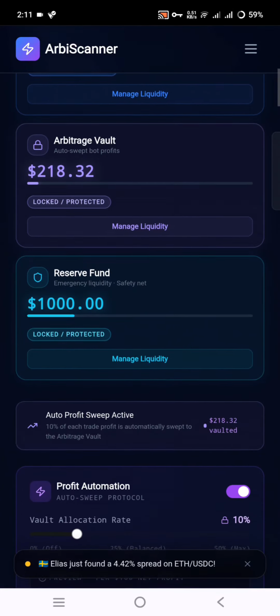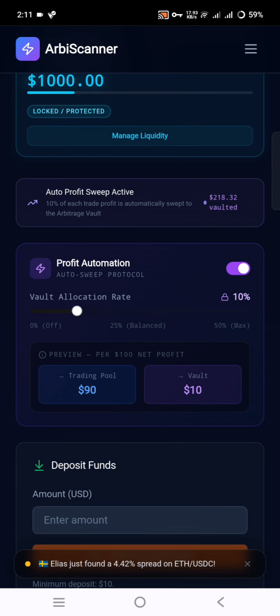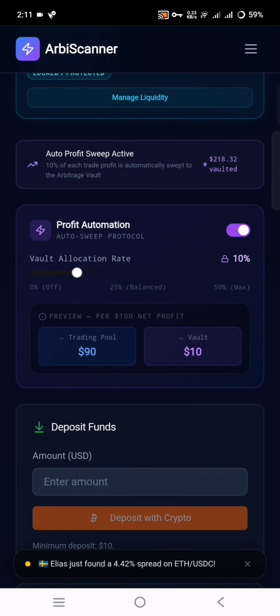Now, how do we get the amount in the arbitrage vault, guys? We came down here, and we have a button here where we can set the profit automation so that you can put it to any percentage you want, up to 50%. That is the maximum. You can set it to any percentage you want, so that that percentage of the trade you're going to execute goes directly to the arbitrage vault.